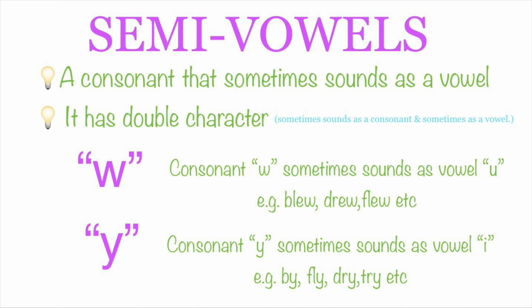A semi-vowel is a consonant that sometimes sounds as a vowel. It has double character, sometimes it sounds as a consonant and sometimes as a vowel. Semi-vowels are W and Y. Consonant W sometimes sounds as vowel U and consonant Y sometimes sounds as vowel I.